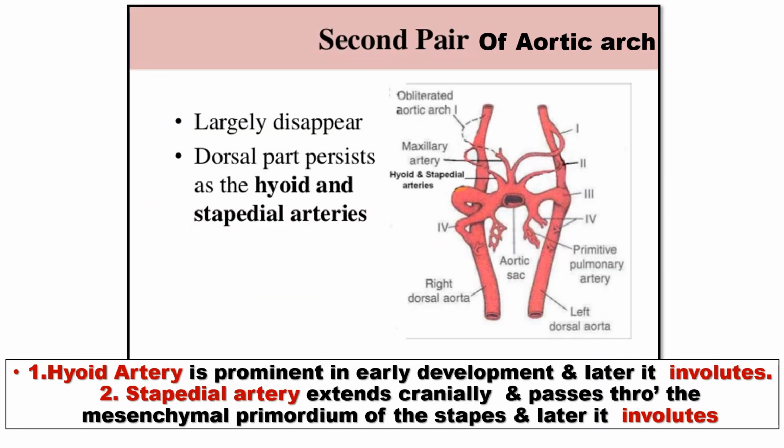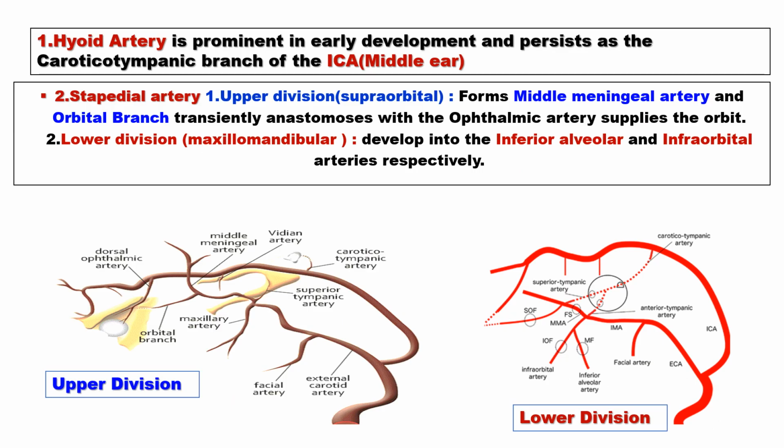The second pair of aortic arch arteries largely disappears. Its dorsal part persists as the hyoid artery and stapedial artery. The hyoid artery is prominent in early development, later it involutes. Similarly, the stapedial artery extends cranially, passes through the mesenchymal primordia of the stapes and later it also involutes. Let us discuss the detail about the hyoid artery and the stapedial artery.